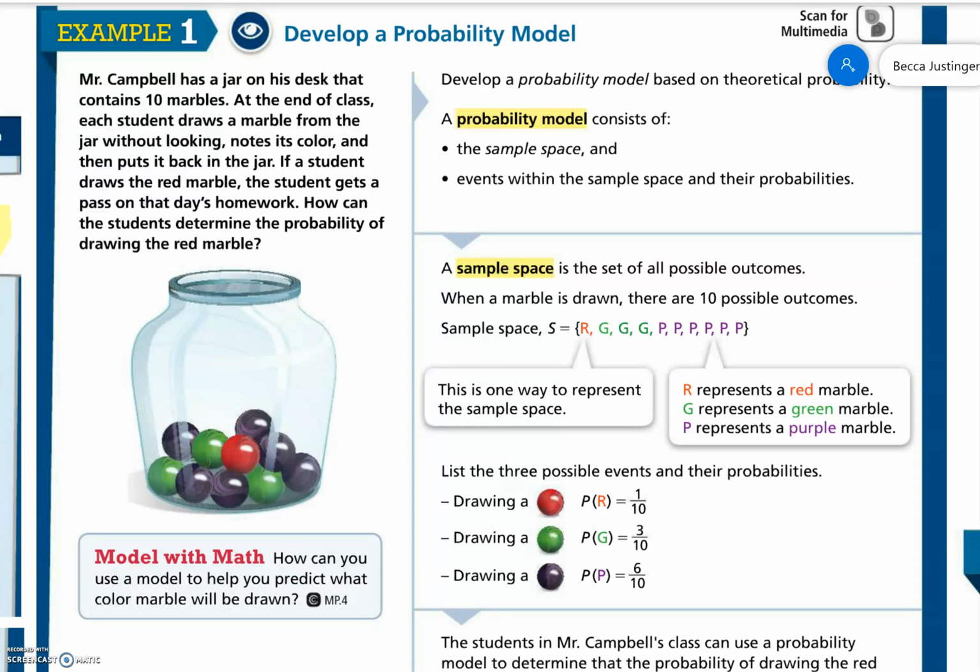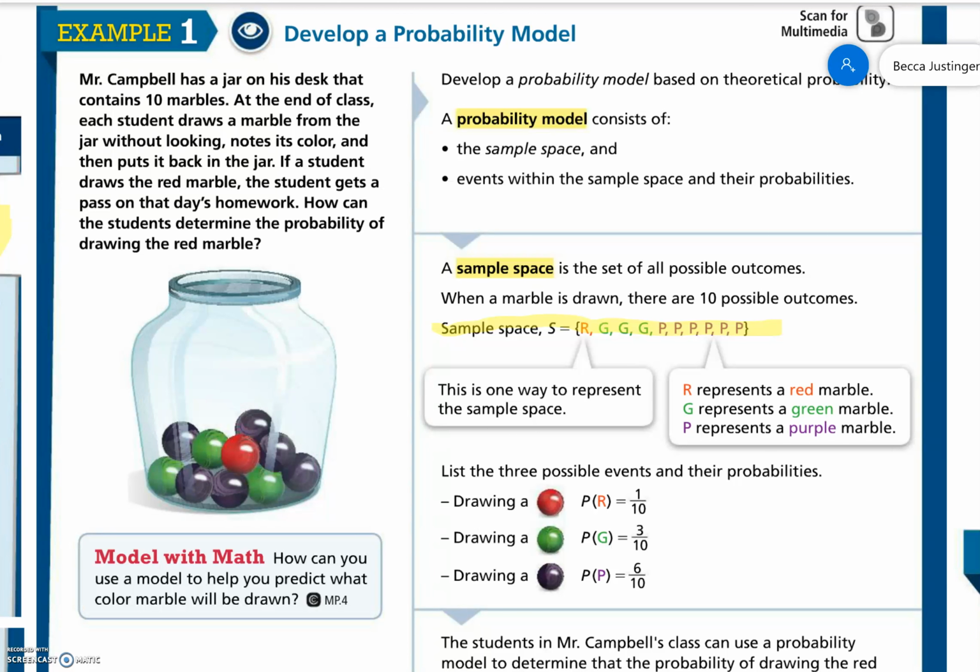So you're going to develop probability models this lesson based on a theoretical probability, so based off what should happen. A probability model has 2 things. It has the sample space, and it has the events within the sample space and their probabilities. A sample space is the set of all possible outcomes. When a marble is drawn, there are 10 possible outcomes. So here's all of the possibilities that you could get. You could pick 1 red, you could pick 3 greens, or you could pick 6 purples. So the R represents the red, G represents the green, and P represents the purple.